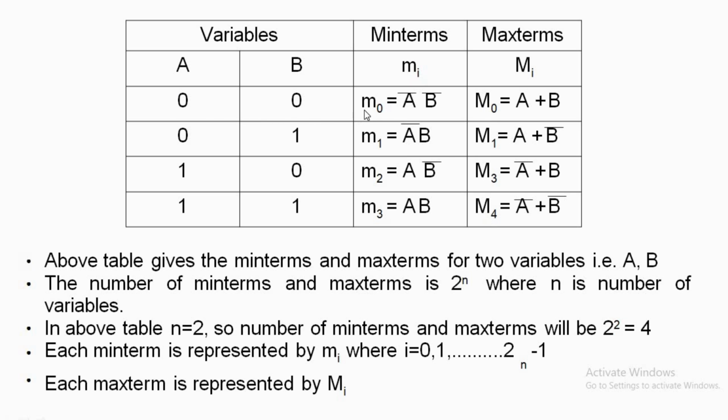So first, 0 0 in min terms is represented as m0 is equal to a bar b bar. Likewise in max terms, M0 is equal to a plus b. Likewise you can write m1, m2, m3 for min terms and max terms. Basically remember that min terms are the product terms and max terms are the sum terms. 0 is represented by bar in min terms and 0 is represented by the variable in max terms.